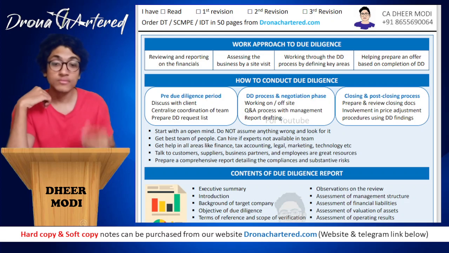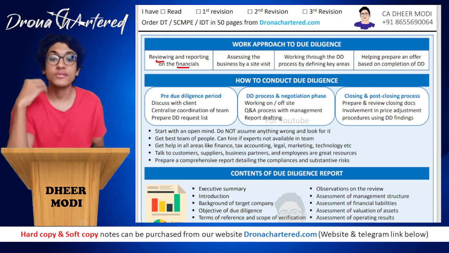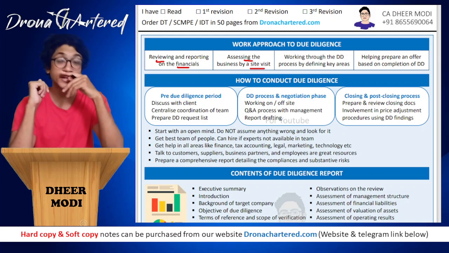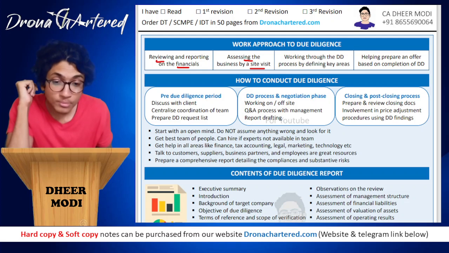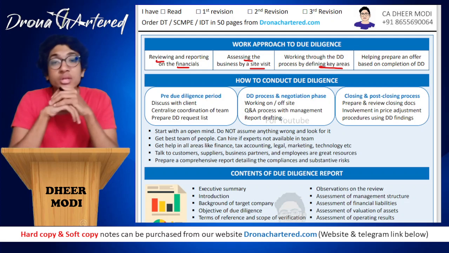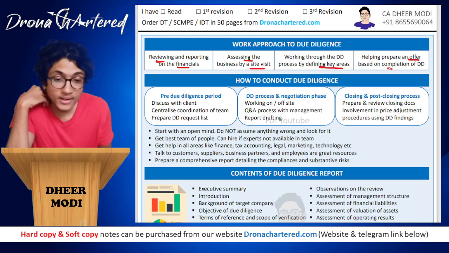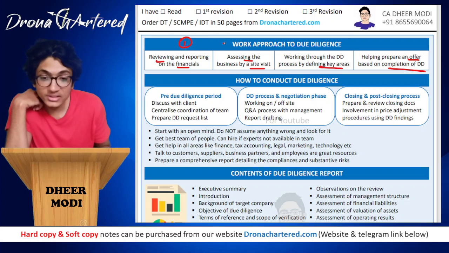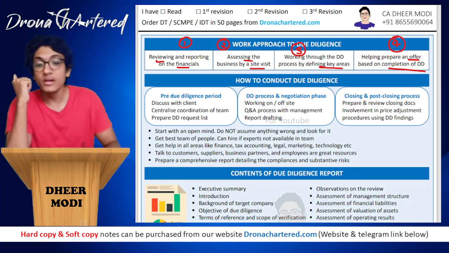Next is work approach. Work approach to due diligence. First is review and reporting on the financial. Second is assess the business by a site visit. That means by a physical site visit, you will check how well the business has been operating. Third is working through the due diligence process by defining key areas. You have to check what your key areas are where you have to put more focus, and helping prepare an offer based on completion of your due diligence. So this is your work approach. First you will review the financial, second assess the business, third work through the due diligence by defining key areas, and fourth prepare an offer.